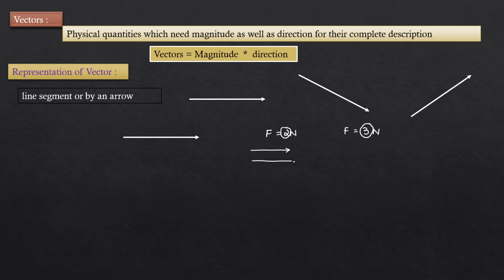So this is a 3 Newton, this is a 2 Newton. Okay, is it clear? So the length of a line segment gives you the magnitude. The length of a line gives you what? Your magnitude.